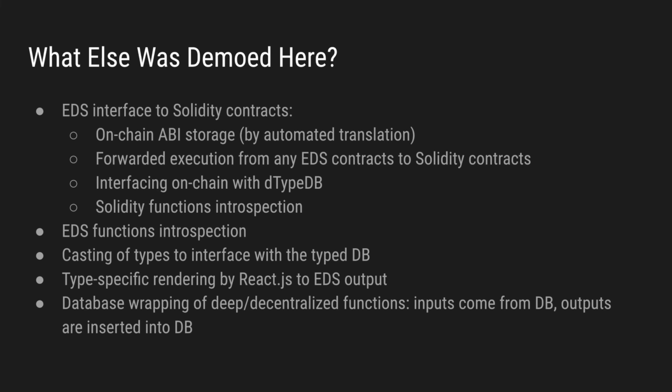What else was demoed here? EDS can interface with Solidity contracts through on-chain ABI storage by automated translation, forwarded execution from any EDS contract to Solidity contracts, interfacing on-chain with dtypedb, Solidity functions introspection, EDS functions introspection, casting of types to interface with the typed database, type-specific rendering by React.js to EDS output, and database wrapping of deep decentralized functions.